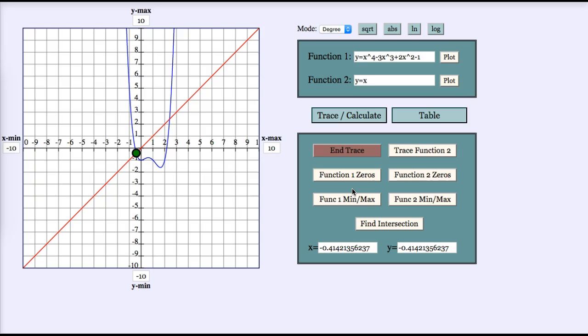So I highly recommend using this or using Desmos for your graphing calculator problems in the problem set tonight.